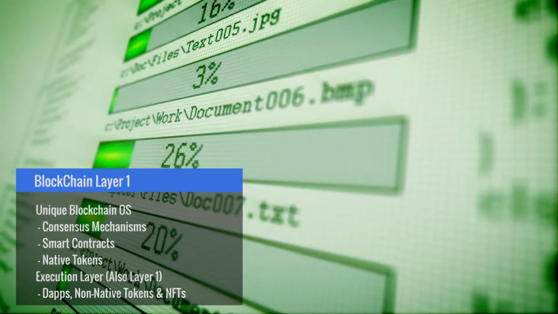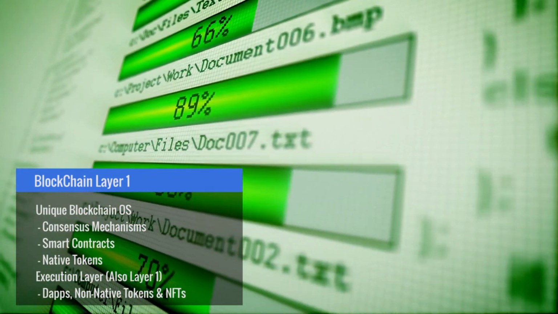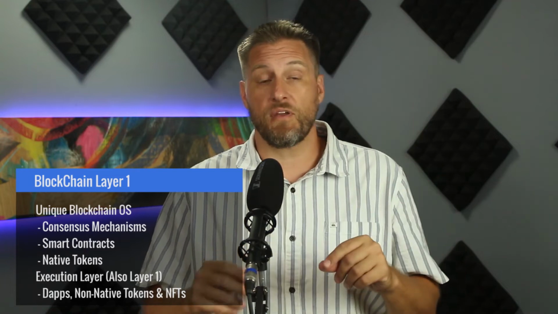Then we have the execution layer. This is also part of layer 1. This is like the programs, applications, documents, and data that you store on your computer. Only on a blockchain, it looks like smart contracts, NFTs, non-native tokens, decentralized applications, games, and cross-chain programs. The ability to host other tokens on another blockchain was a major advance in the cryptocurrency world.